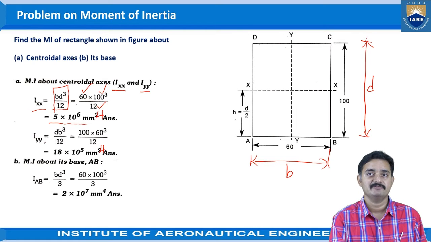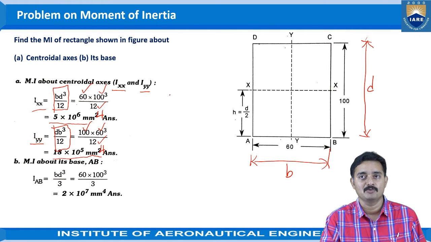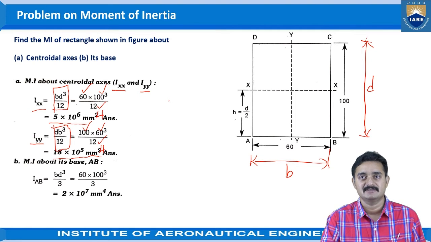Now coming to the moment of inertia with respect to y-y. The formula which we have is DB cubed by 12. When you substitute the values, you will substitute the depth as 100 and the breadth as 60 cubed by 12. When you simplify this, you will get the value as 18 into 10 power 5 millimeter power 4. This is the moment of inertia of this particular rectangle with respect to the x-x axis and the y-y axis, which are the centroidal axes.